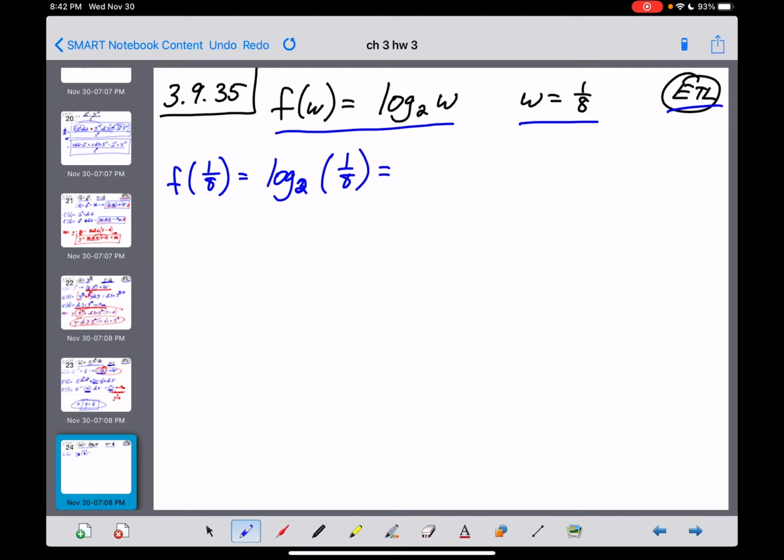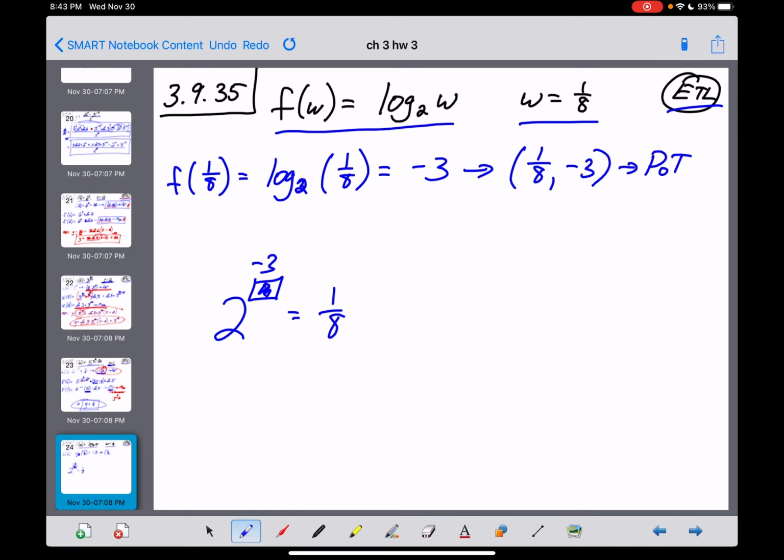What they're asking you for, log base 2 of 1/8, really is: 2 raised to what power is equal to 1/8? That's the question right there. Well, if that troubles you just a little bit, 2 to what power is 8? That would be 3, so this is going to be a negative 3 here. 2 to the negative third power is equal to 1/8. Okay, so with that in mind, the W value we started with was 1/8. The F value we came out with was negative 3, and that right there is our point of tangency.